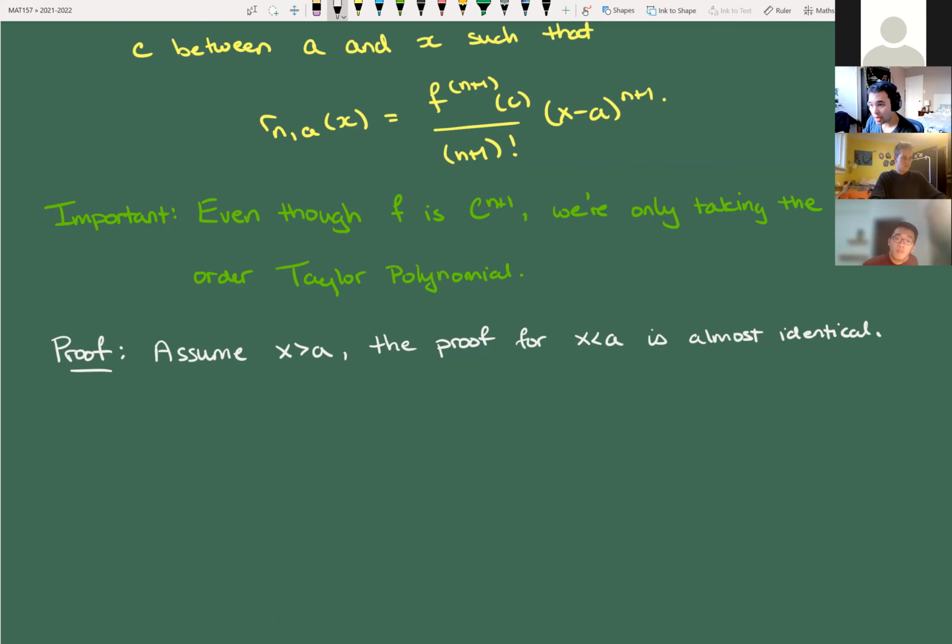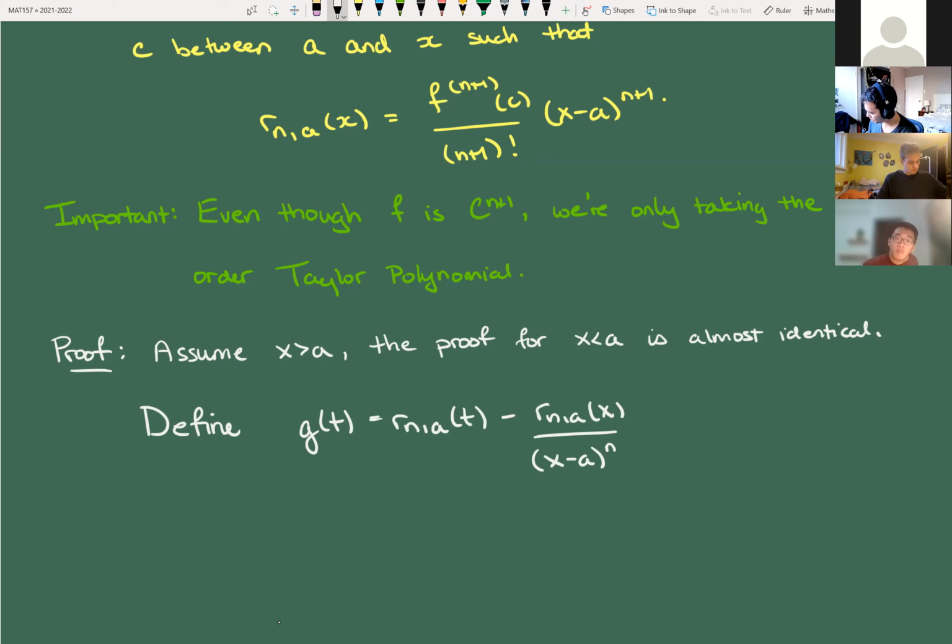Okay, and what we're going to do now is define a crazy function. And this is the hardest part of this proof, figuring out how we should define this function. So we're going to define this function g of t. It's going to be r sub n a of t minus r n a x divided by x minus a to the n plus 1 times t minus a to the n plus 1, like this. Okay, and it's important here to realize x is fixed right now. x is a fixed number.